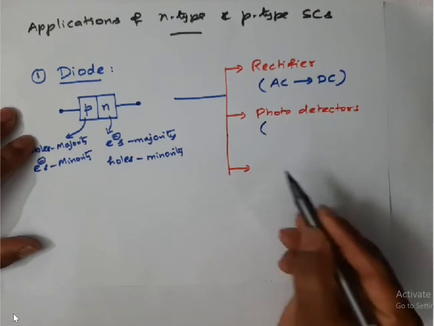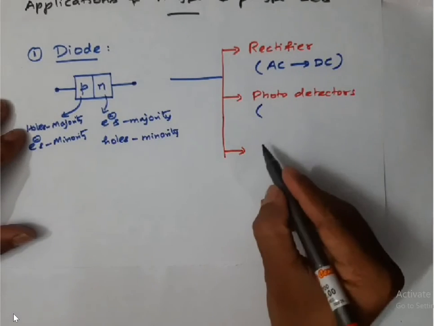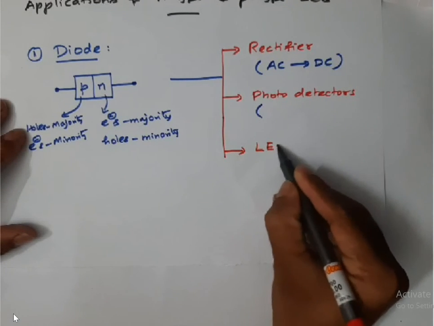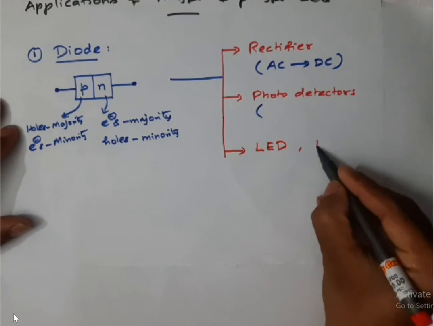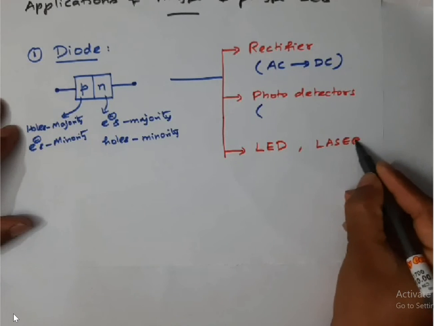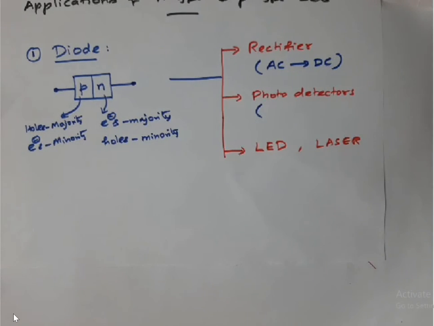I'm just showing only a few. You might have heard about LEDs, LED materials and lasers. What is LED? Light emitting diodes.